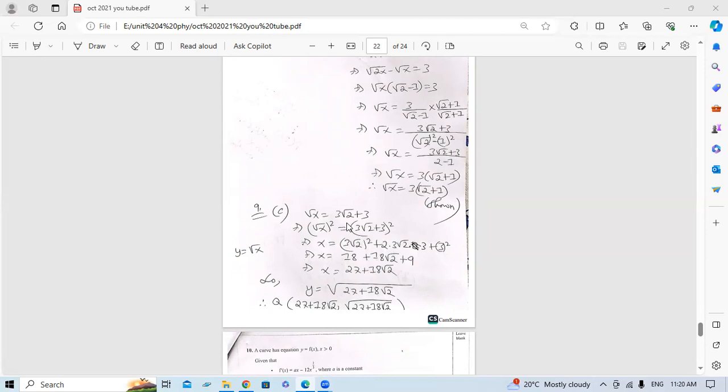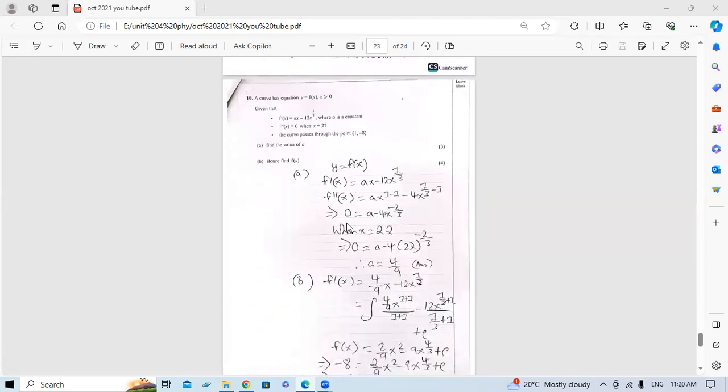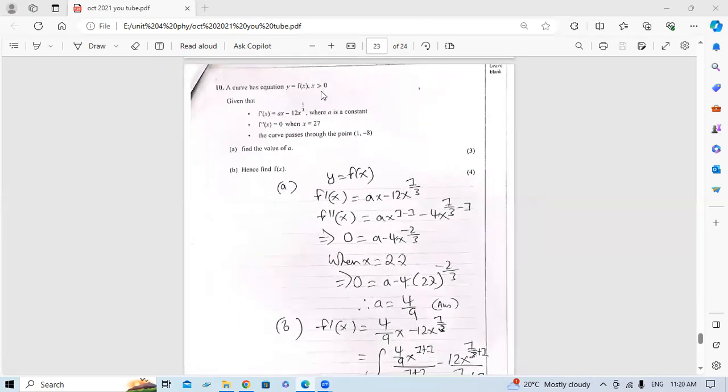Okay, then let's move on to question number 10. A curve has equation y equals f(x), where x is greater than 0. Given that f prime x equals ax minus 12x to the power 1 by 3, where a is a constant, f double prime x equals 0 when x equals 27, and the curve passes through the point (1, minus 8). Find the value of a in part a, and hence find f(x) in part b.